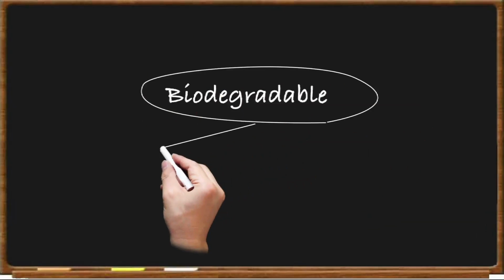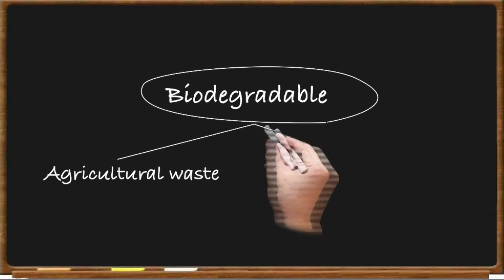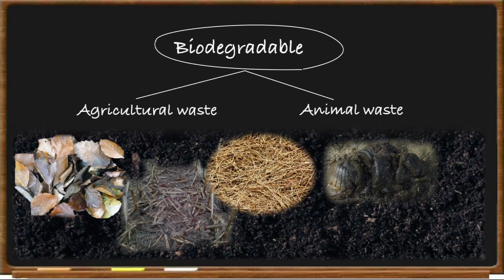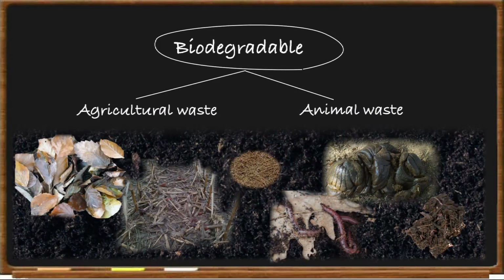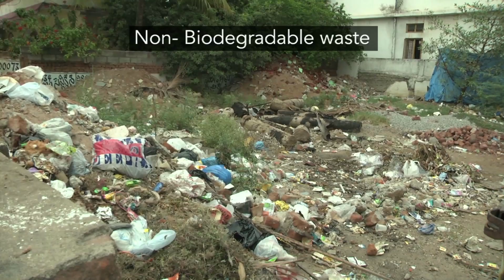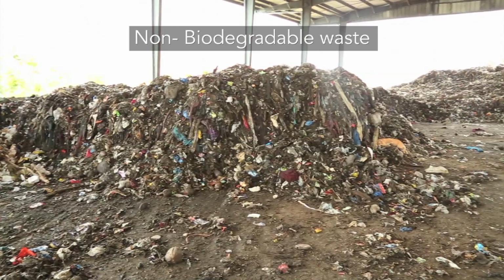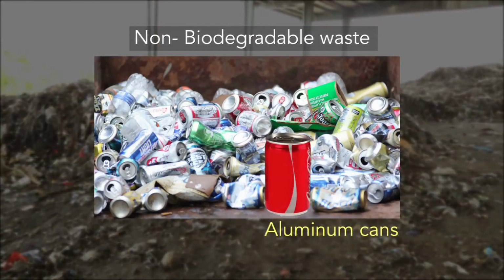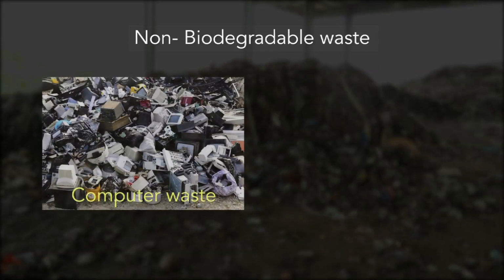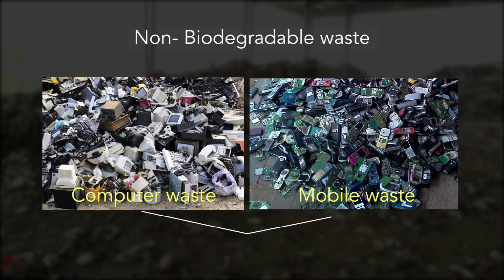Biodegradable waste includes agricultural and animal waste like leaves, twigs, hay, dung, etc. These contribute directly to the fertility of the soil. Non-biodegradable waste cannot be easily degraded. Aluminium cans, plastics, glass, computer, mobile waste, that is, e-waste, are examples of non-biodegradable waste.